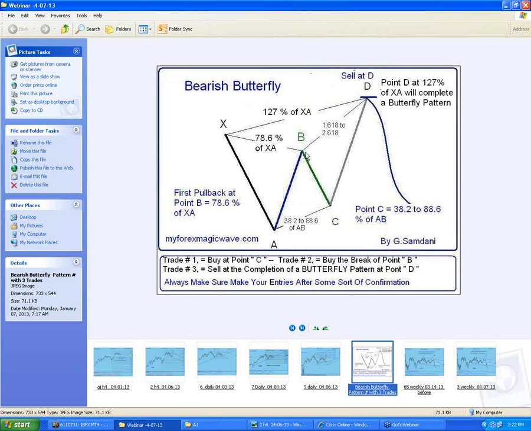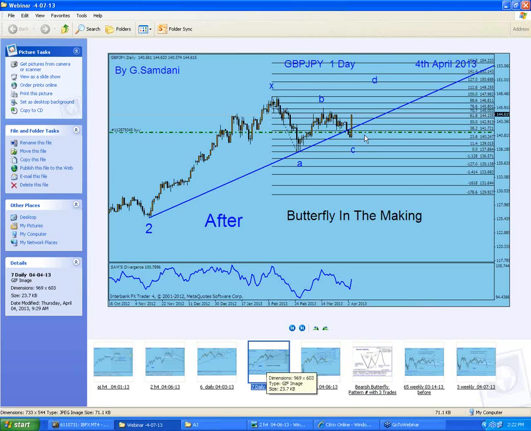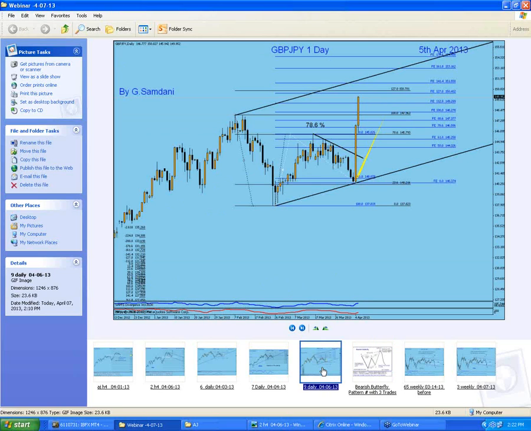The second trade is buy at the break of point B, and the third trade is if you see a reversal at point D after finishing a pattern, then you sell. Okay, this is how it is. Based on that, this is my chart. I made entries at point C, then the break of point B, and finally we are going very close to point D, all the way straight down.